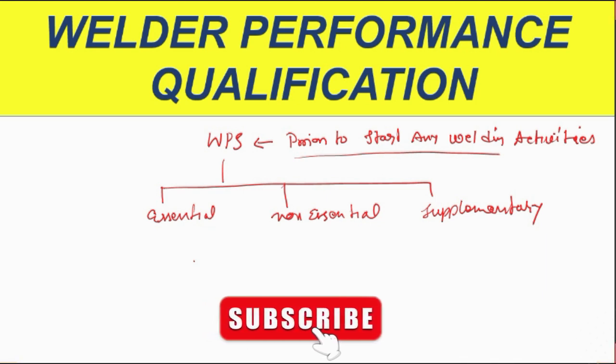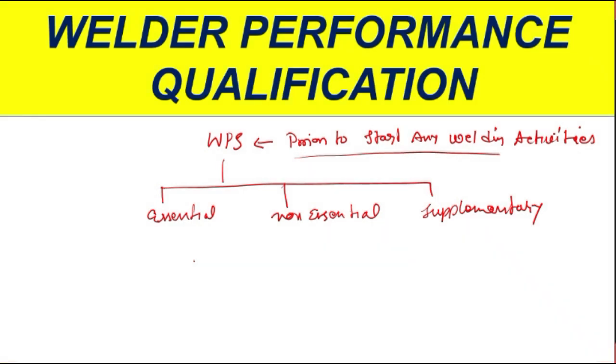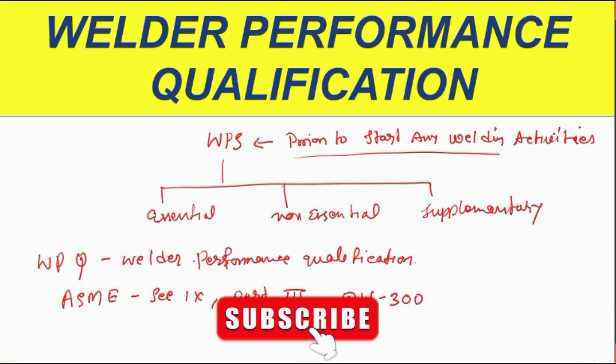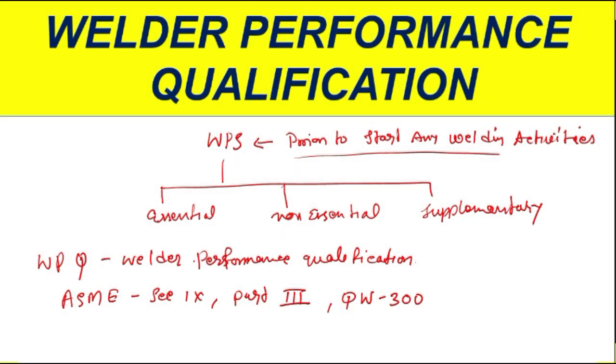There are many parameters, and you should follow those parameters in your WPQ. So you finalize the WPS, you have the approved WPS in hand. Now we'll go for the WPQ. In WPQ, the welder needs to perform welding as per the approved WPS and will be qualified if all the testing and visual inspection are accepted. You can find welder performance qualification in ASME Section 9, Part 3, QW300. In QW300 you can get the details of welder performance qualification.